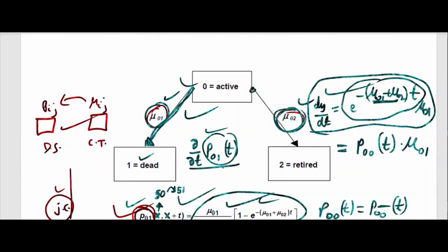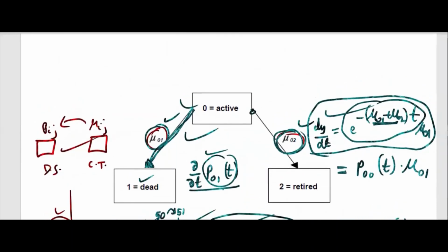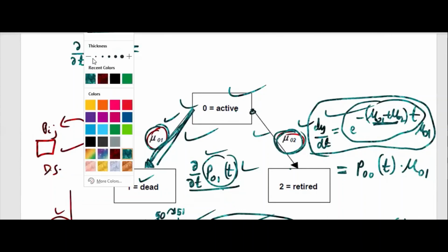Similarly, you form the equation for the other one. Suppose I form the equation del by del t of P02T. 0 to 1 is over. Now form the differential equation for 0 to 2. See, when I say 0 to 1, only 0 to 1, but for 0 to 2, 1 to 2 also, there is no connection here, right? So they are similar, right?